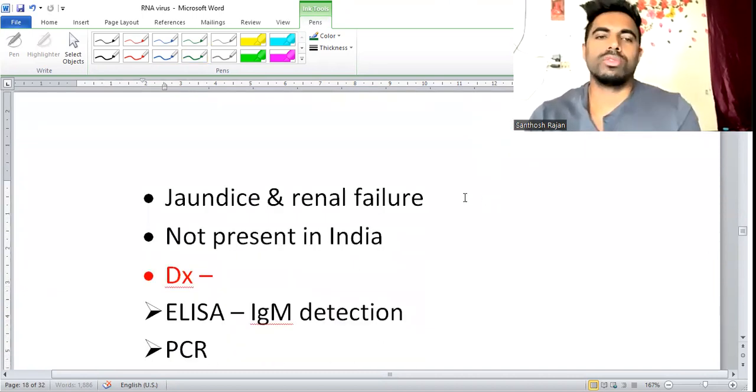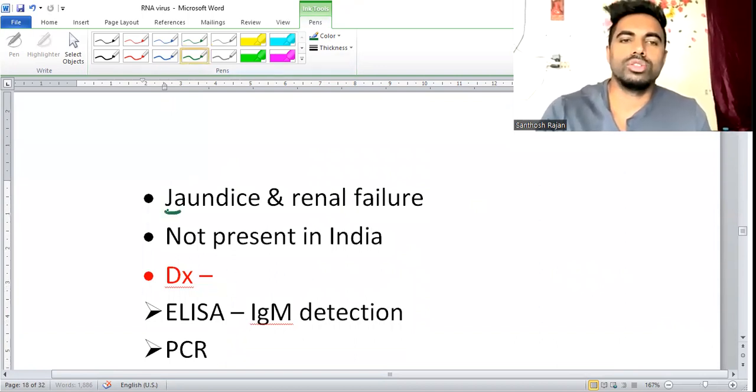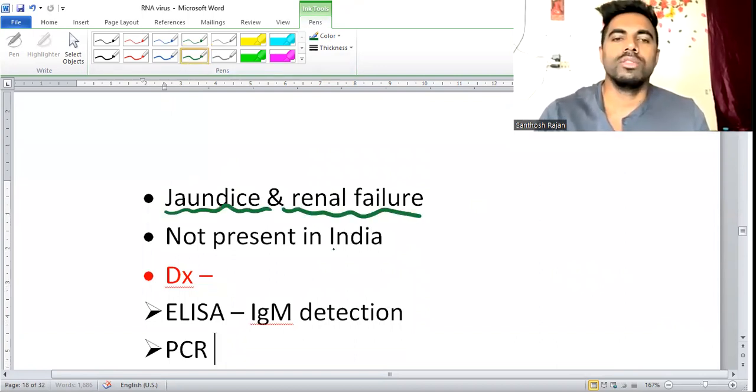Other symptoms are, of course, yellow; the name itself is yellow. So that's what you have, jaundice. Jaundice and renal failure are common. We don't have it in India.